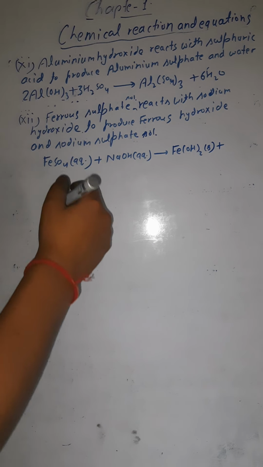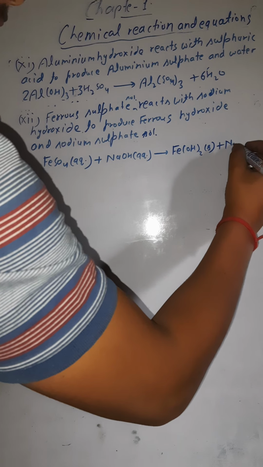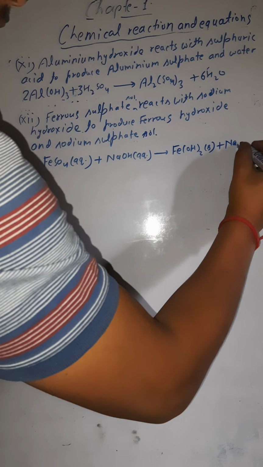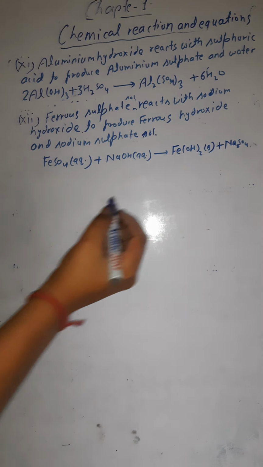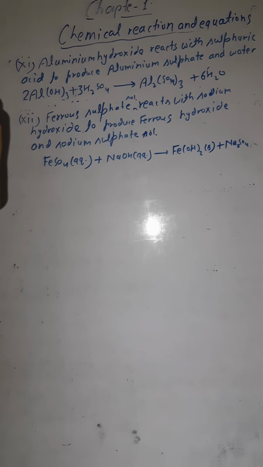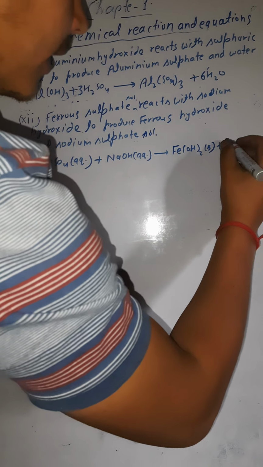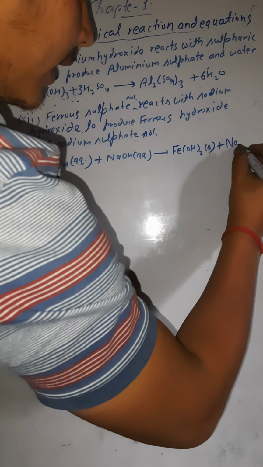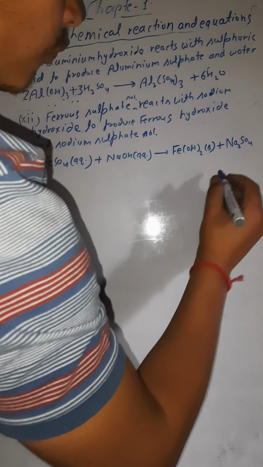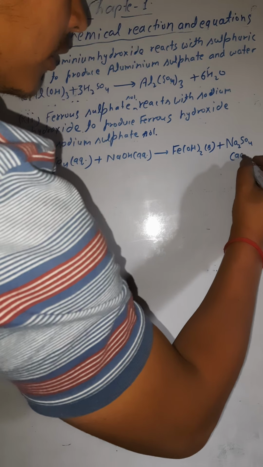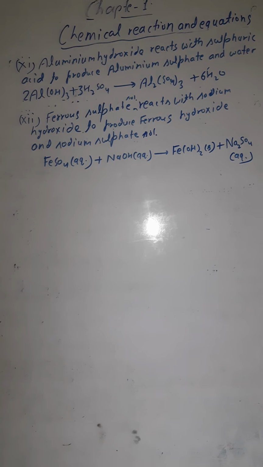Plus, what does it form? That is sodium sulfate. Sodium sulfate is Na2SO4. Visible? Na2SO4. Let me write it correctly. It is like this, Na2SO4, and its state is also aqueous state because it is solution there. Okay, so this is how we will write the chemical equation.